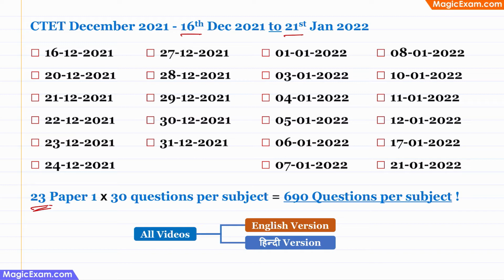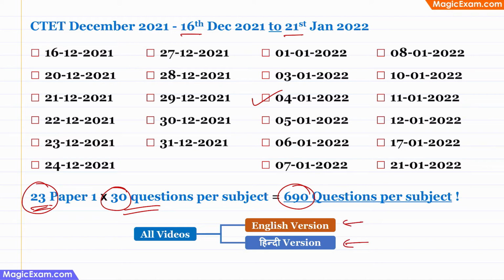In today's video, we will solve the 30 maths questions from the paper 1 that was conducted on the 4th of January of 2022. Since we will be solving 30 questions from all these 23 papers for each subject, in this series we will be solving 690 questions per subject. And all these videos are available both in English and Hindi versions on our channel.